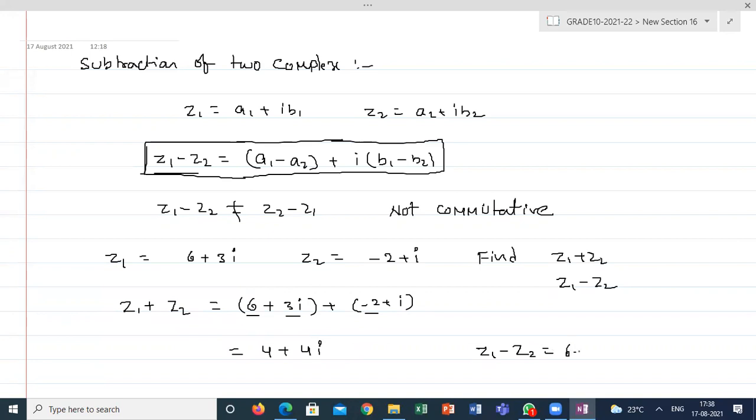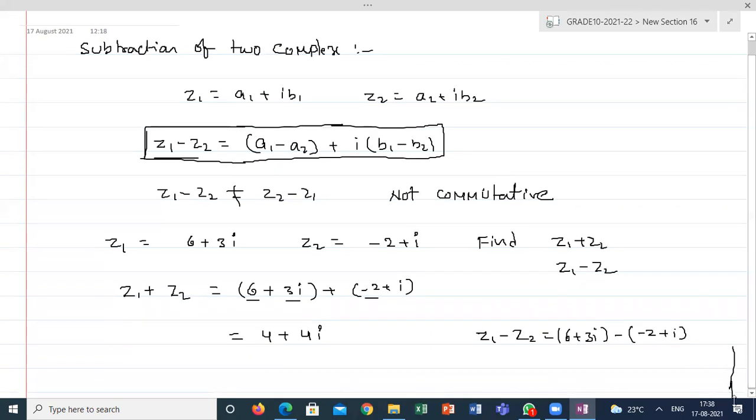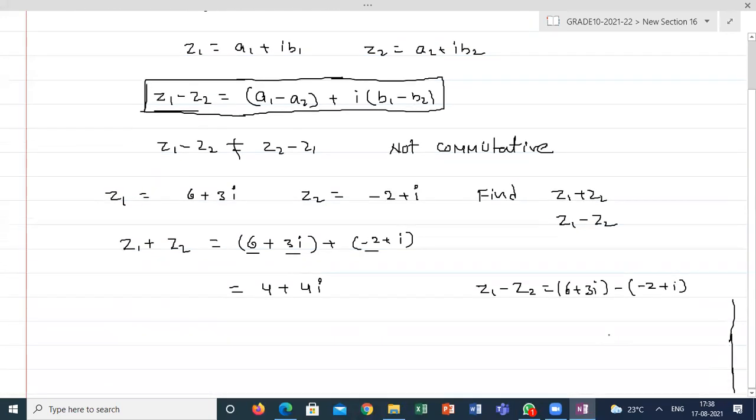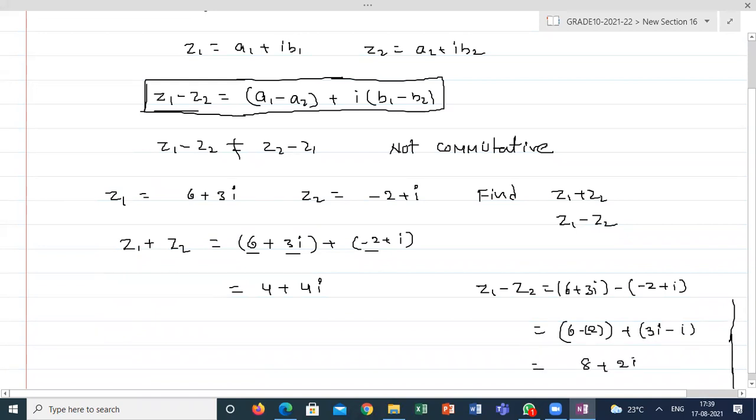I already told you. 6 plus 3i minus minus 2 plus i. So I can subtract the real part from the real part and the imaginary part from the imaginary part. That is 6 minus of minus 2 plus 3i minus i. This will be 8 plus 2i. Correct? Is it 8 plus 2i? Yes, sir.